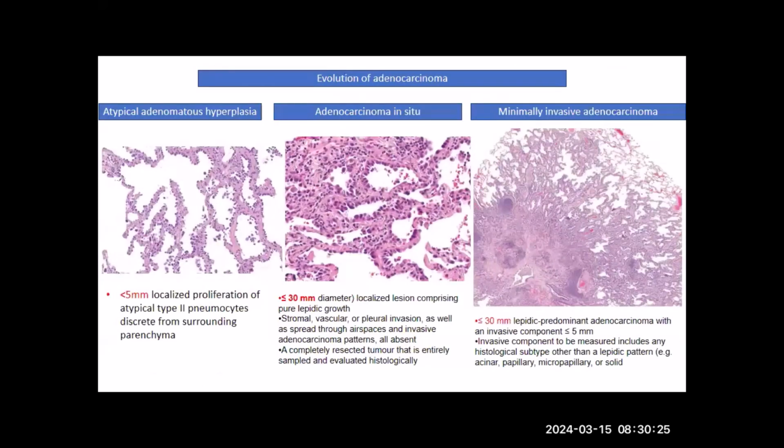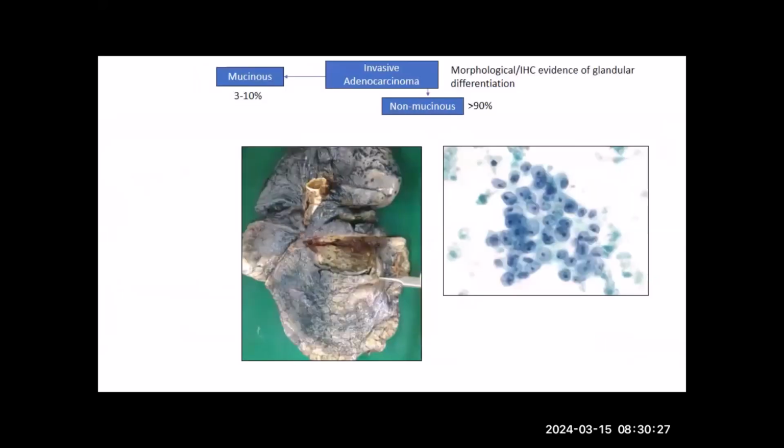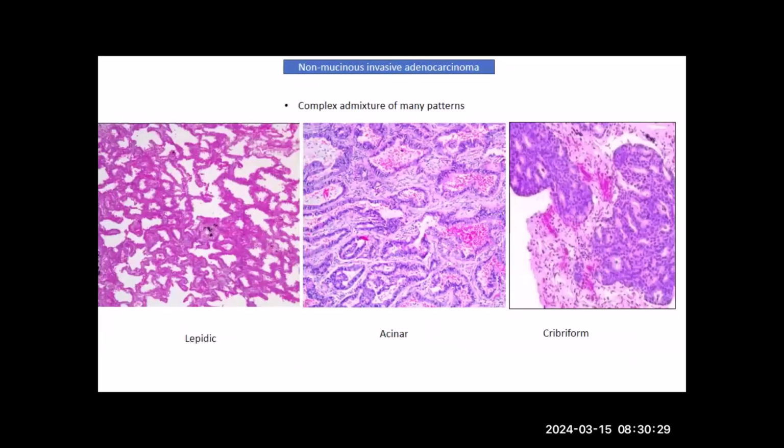In adenocarcinoma, you can see a complex admixture of patterns. So what are these patterns? The lepidic pattern is what we talked about before. This is just along the alveoli. But if just a lepidic pattern is present, we cannot call it invasive adenocarcinoma. It should be associated with any other pattern, like acinar.